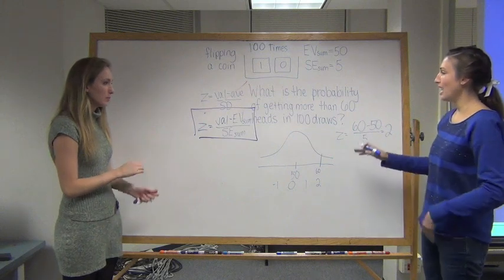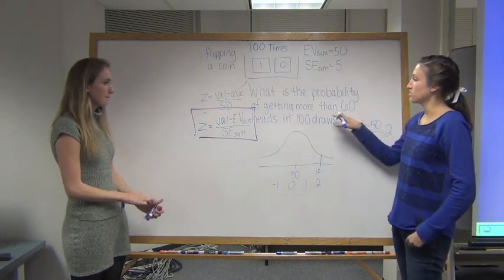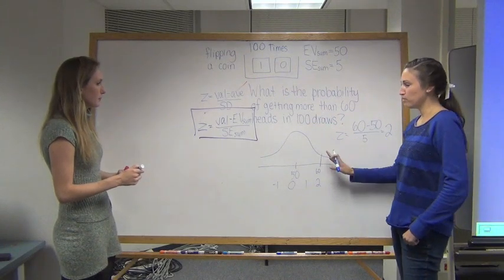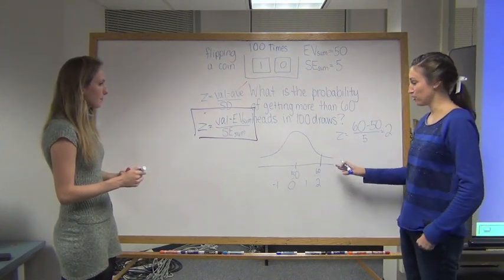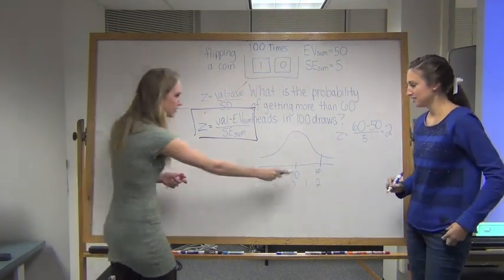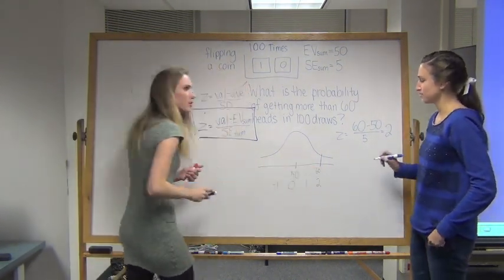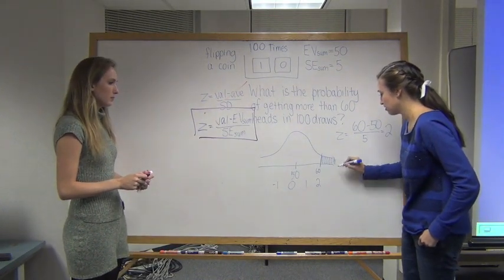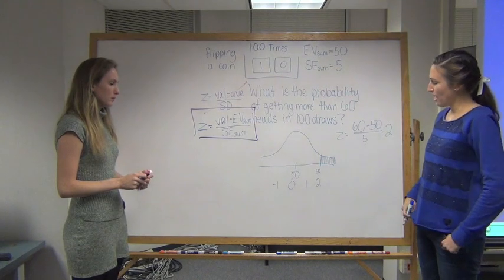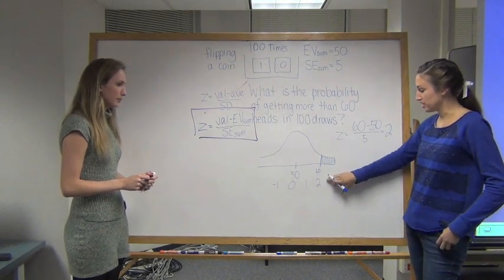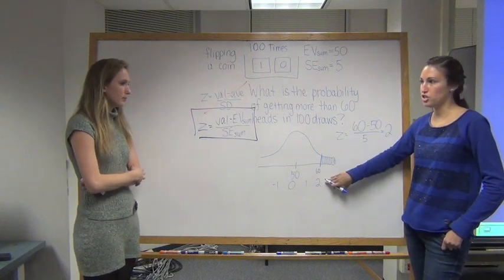Right. So now, let's look again. What are we being asked? The probability of getting more than 60 heads. So if I wanted to shade that probability on this normal curve, would I shade to the right or to the left? Well, here's 60. We want more than 60, so to the right. Right, so that probability is everything to the right. So now, where do we go from here? What do we do if we want to find this probability and we know we have a z-score of 2?